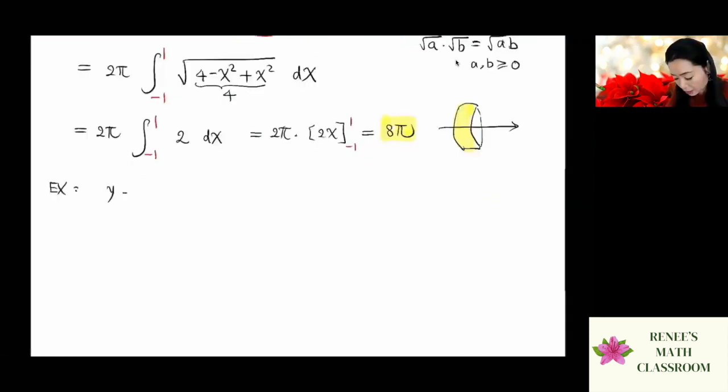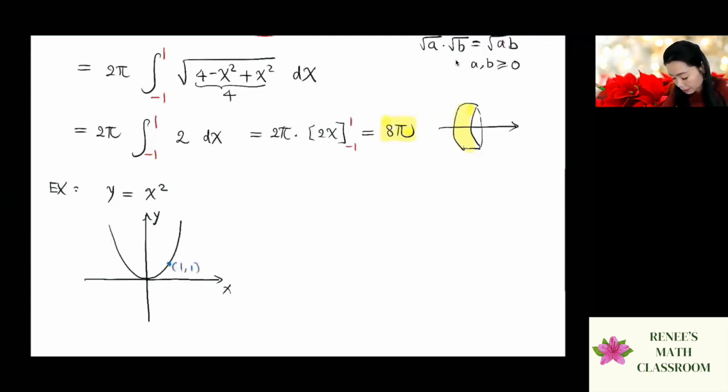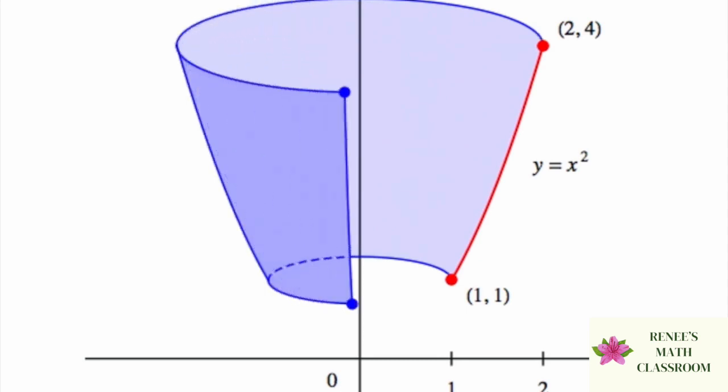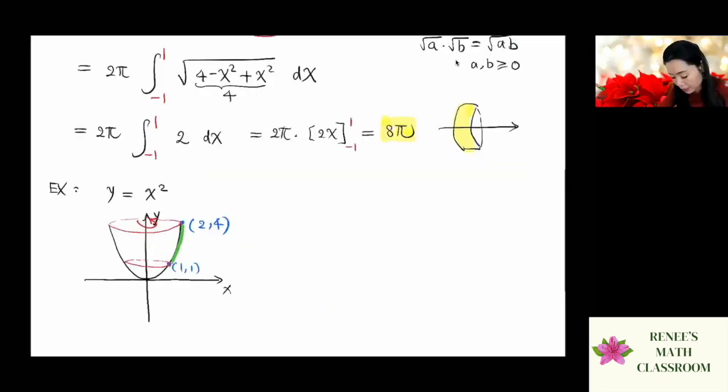Let's do one more example. We have y equal to x squared. Now the curve of this, so this is a parabola. So here is the point (1, 1), and then another point here, (2, 4). And we have this arc over here. And we're going to revolve this arc about the y-axis. Now we get a surface of revolution. I'll highlight this. So this is the surface of revolution.